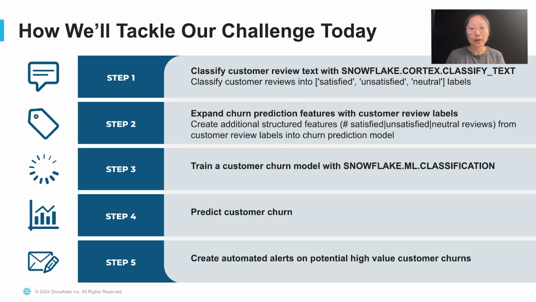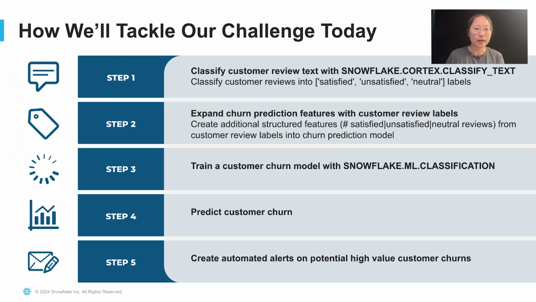In the first step, we're going to classify our online customer reviews into satisfied, unsatisfied, neutral labels. To do this, we're going to use Snowflake's Cortex function called classify text to perform this text classification task.